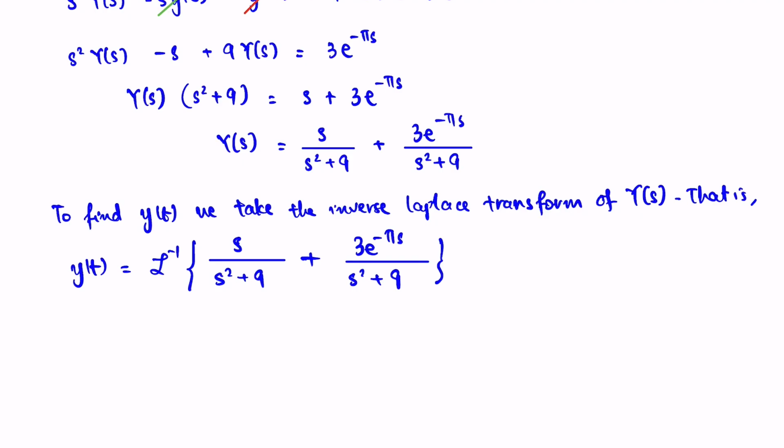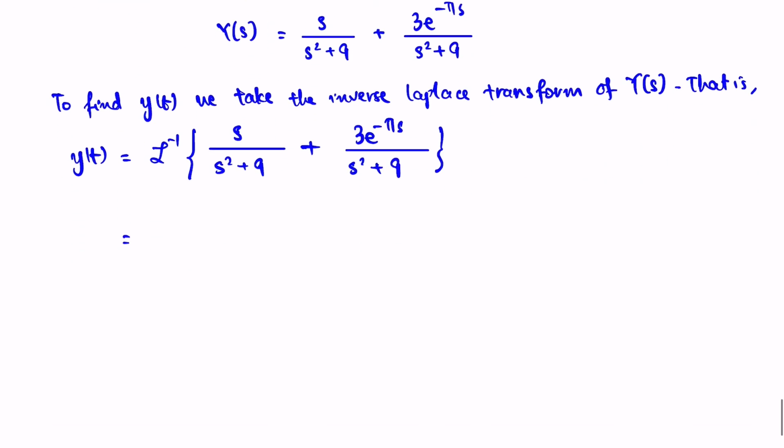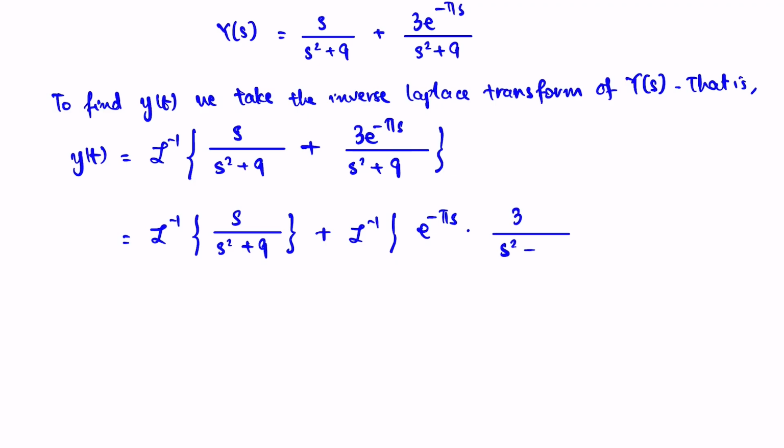So the inverse Laplace transform of the sum is the sum of the inverse Laplace transforms. You have the inverse Laplace transform of s over s squared plus 9 plus 3 times the inverse Laplace transform. Actually, let me leave the 3 in there. So the inverse Laplace transform of, let me do this, e to the negative pi s times 3 over s squared plus 9.